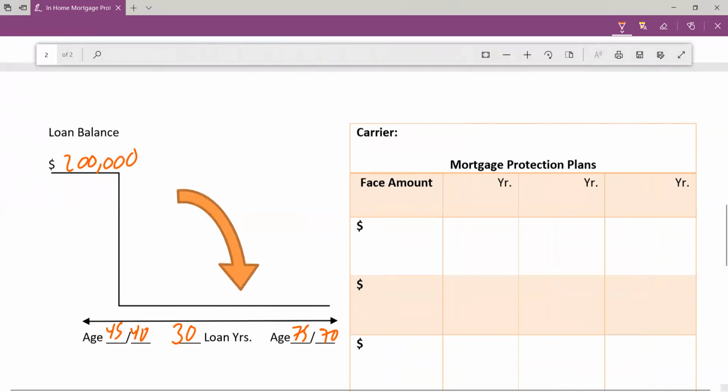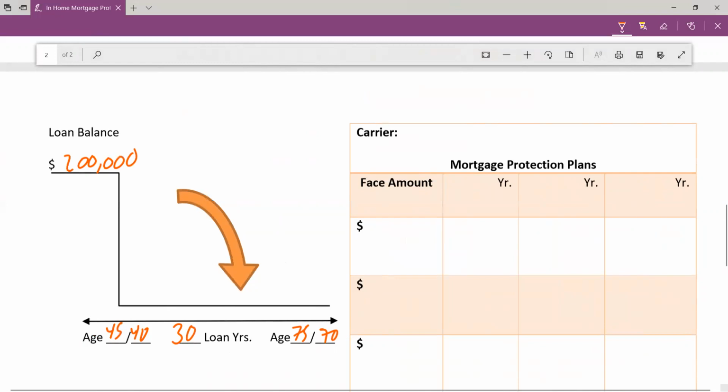So this is the loan time, and this arrow going down, basically showing that as time goes on, this loan balance of $200,000 is going to keep going down. The longer the time frame goes out, the lower the balance gets. It's pretty self-explanatory.